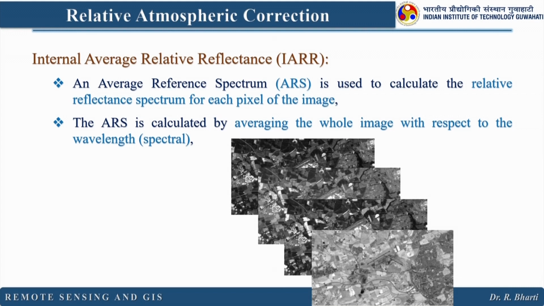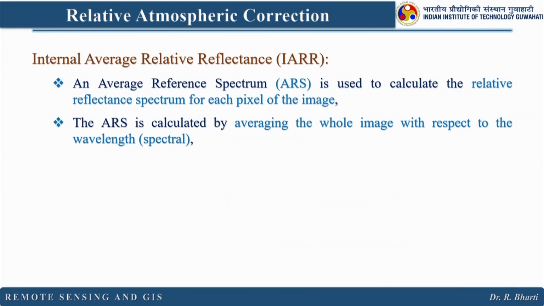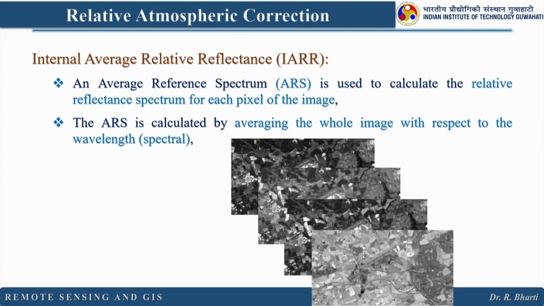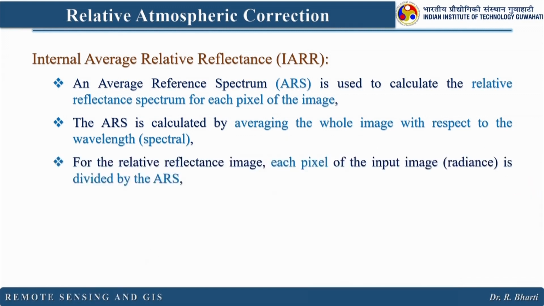So, it does not matter how many bands you have in your image. If it is 5 bands, you will have 5 average values, and those will be used to divide pixel-wise. So, the first value of this average spectrum will be used to divide pixel-wise here, right. Second will be used here to divide separately, right. For the relative reflectance image, each pixel of the input image is divided by the ARS.